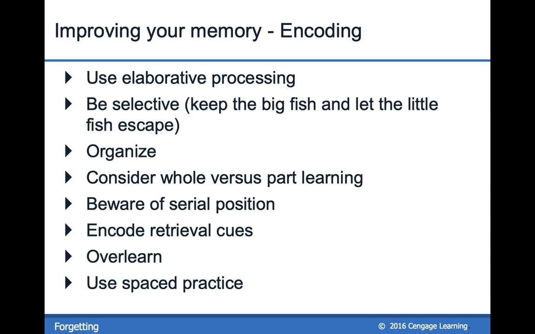So how to improve your memory. This is really useful throughout life, especially as students. So use elaborative processing. Be selective. Don't worry about little details. Worry about bigger concepts first. Stay organized. Consider whole versus part learning. Be aware of that serial position effect. Encode retrieval cues as much as possible. Overlearn and use spaced practice.